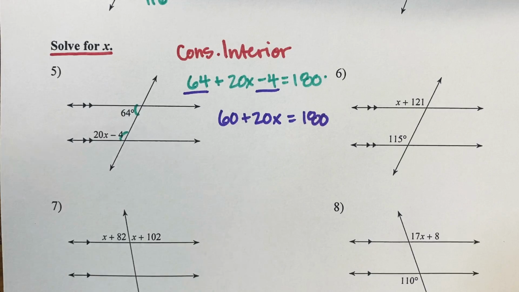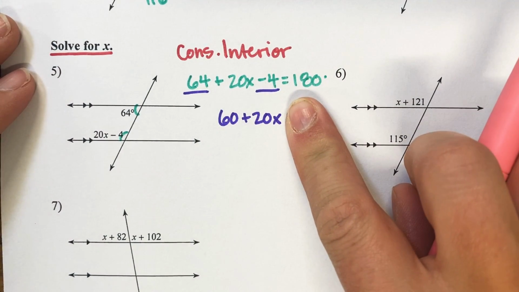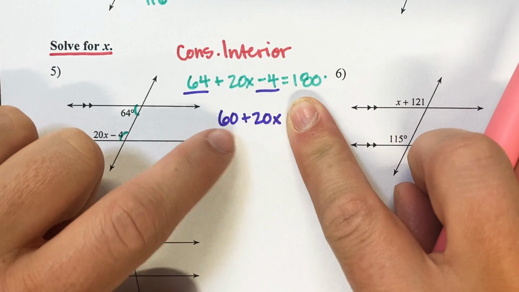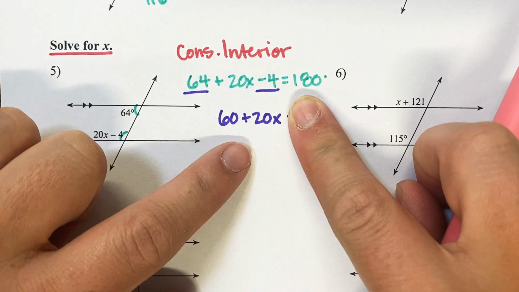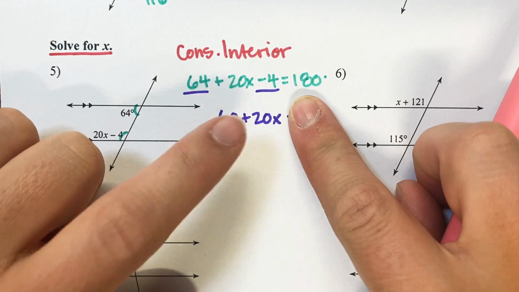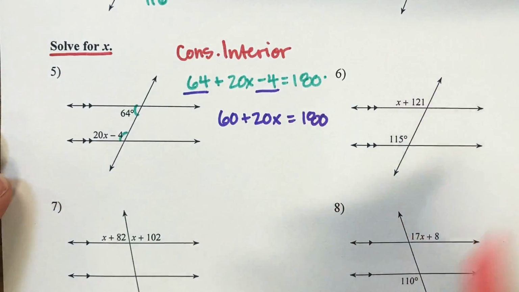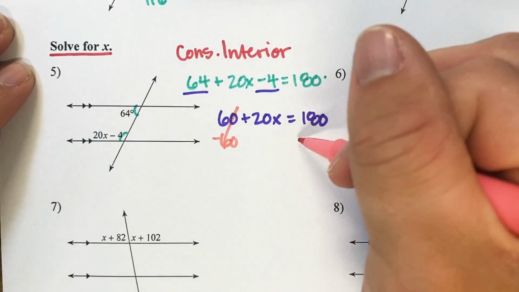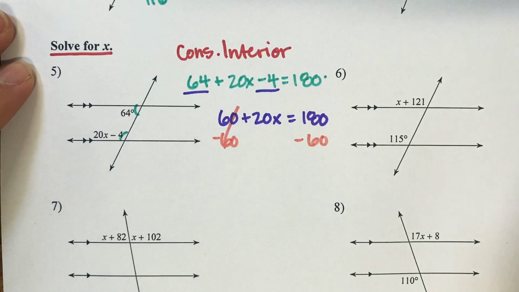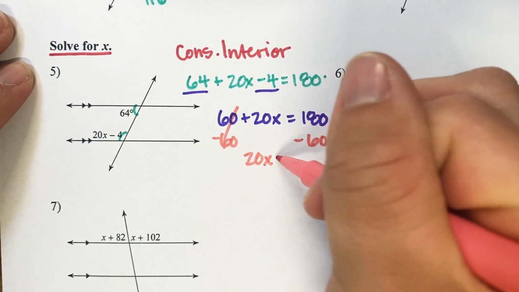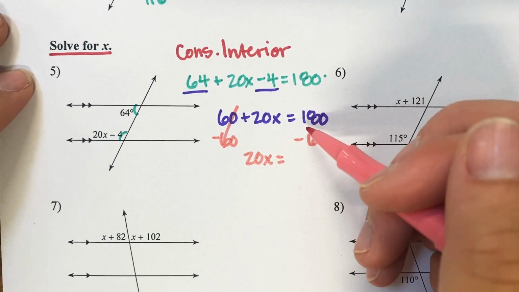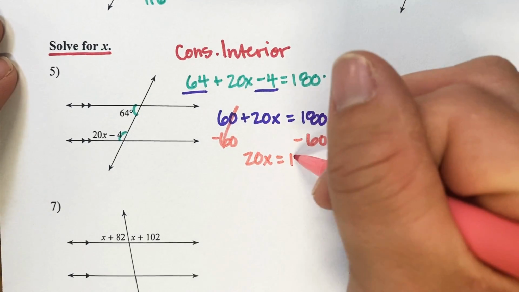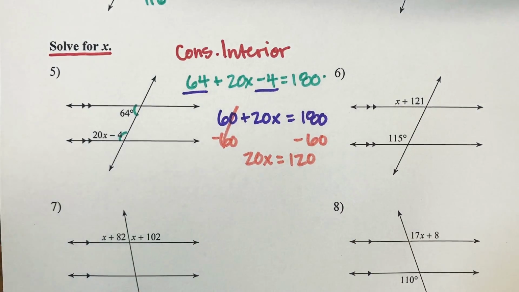Okay, next step. Now I can start moving things. I can start getting rid of things on the same side of my x so that my x can be by itself. I need to get rid of this positive 60 first. What is the opposite of positive 60? Negative 60. So we're going to subtract 60 from both sides. So I get 20x left over equals 180 minus 60 is 120.